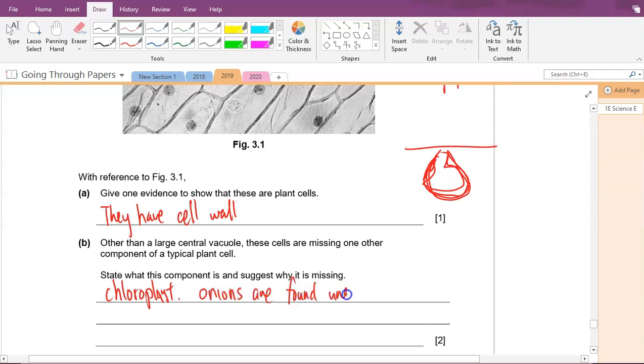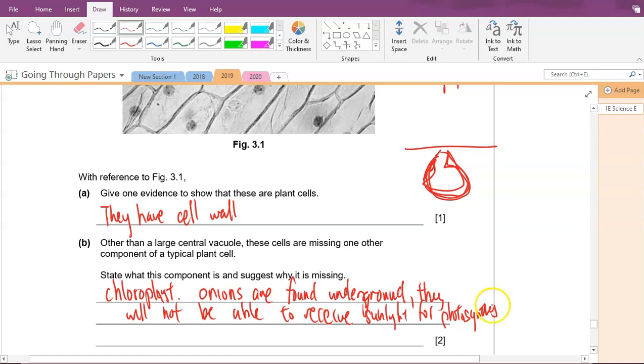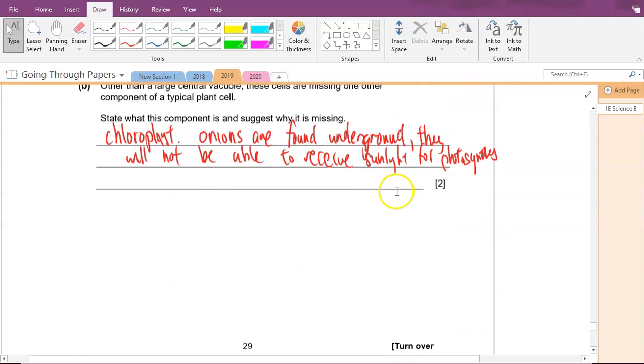If onions are found underground, what is the result of it? They will not be able to receive sunlight for photosynthesis. So this is quite cool in terms of the idea. Not all plant cells must look the same. They will adapt according to the environment.